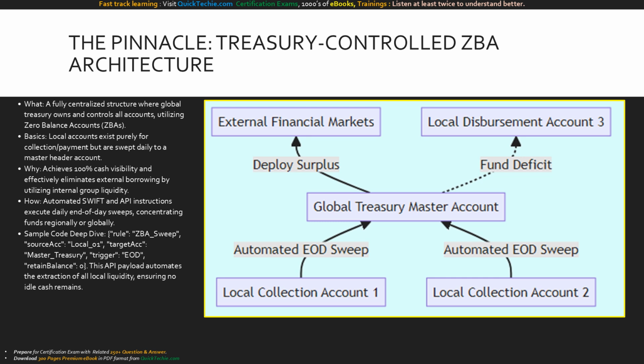Now, the global treasurer commands the entire enterprise's liquidity from one single node. From this master account, the treasurer can deploy the massive, aggregated cash pool out to external financial markets to earn high-yield interest, or follow the dotted line down to fund deficit for a local disbursement account that needs cash for tomorrow's payroll. This is maximum efficiency.